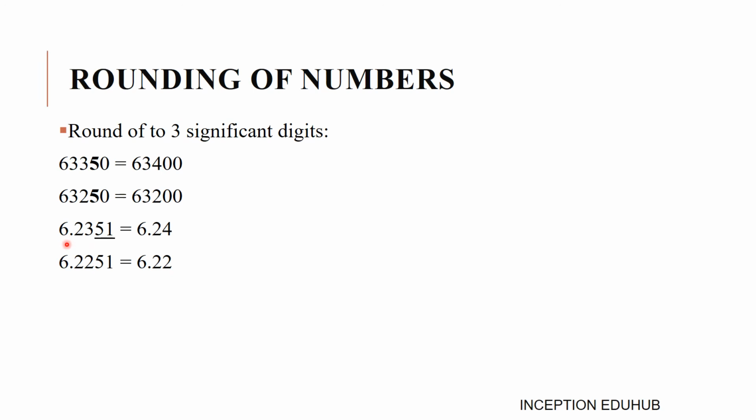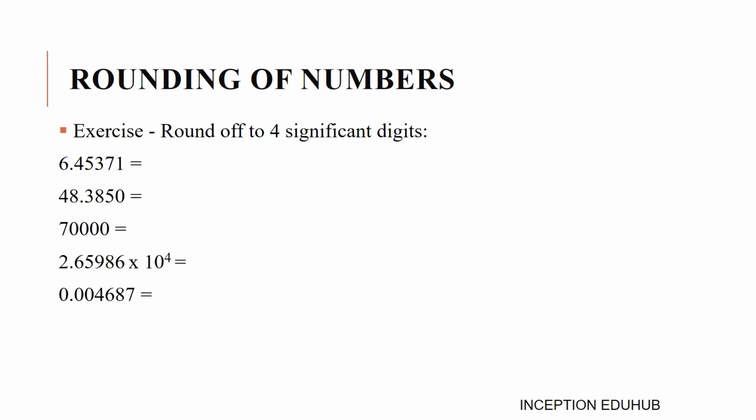If I have 6.2351, again I am rounding off to three significant digits. Now, before 5, the number is odd, so it will become 6.24. If it is 6.2251, now again the number preceding 5 is even, so the number will remain unchanged. It will become 6.22.